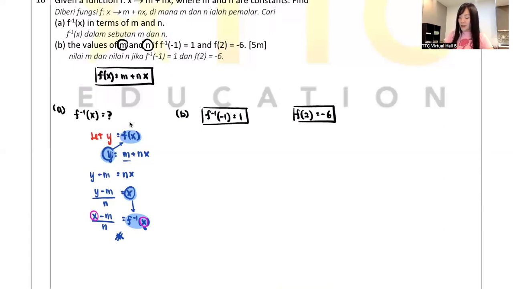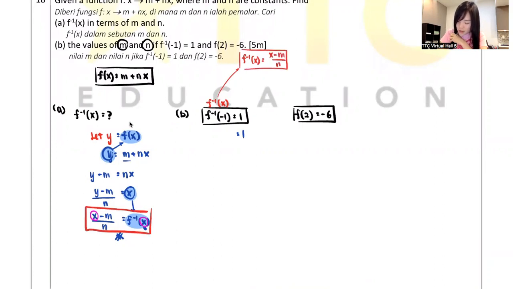Let's start from the left side. F inverse of -1 is -1. I repeat again, F inverse -1, the original name is called F inverse X. Please don't open brackets. So, F inverse X, do I have the equation? Yes, the one I found just now. Isn't it X minus M over N?